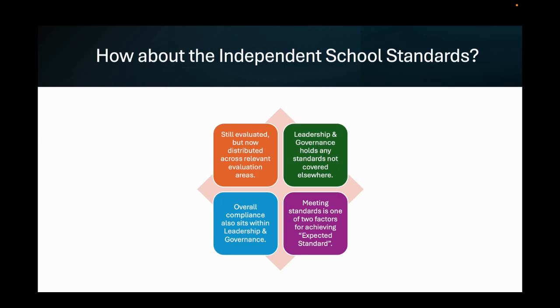So the independent school standards have been distributed across the various evaluation areas depending on where they're relevant, but there are some standards that do not naturally fit in any of the evaluation areas. Those standards are evaluated under leadership and governance. But also, overall compliance with the independent school standards sits within leadership and governance. And then meeting the standards is one of two factors for achieving expected standard or better. So compliance with the standards is key to getting a good outcome during your inspection.